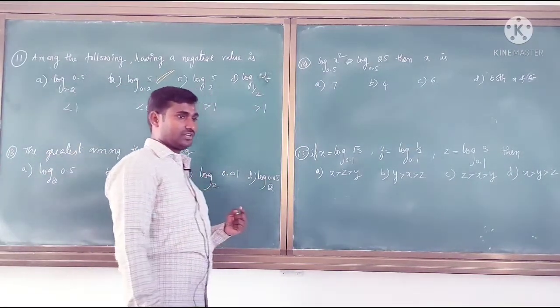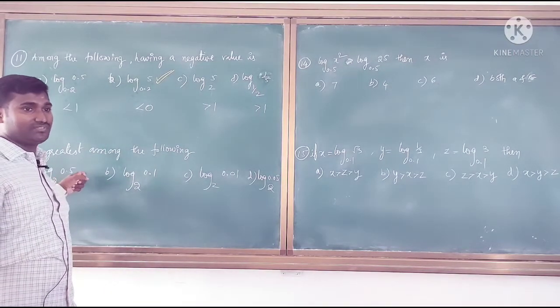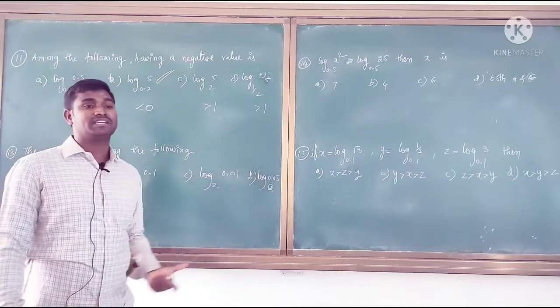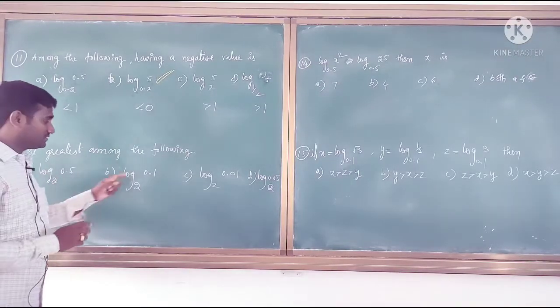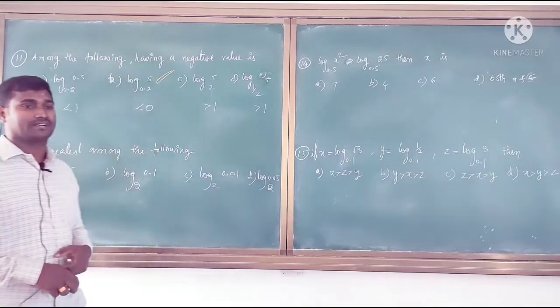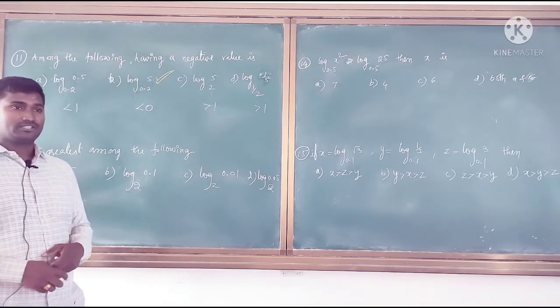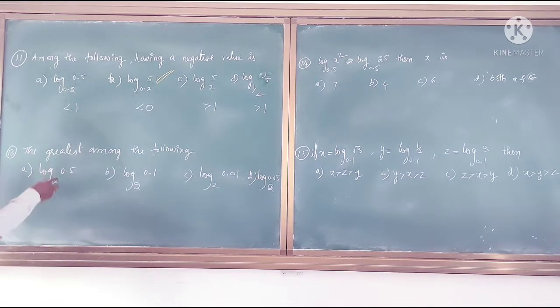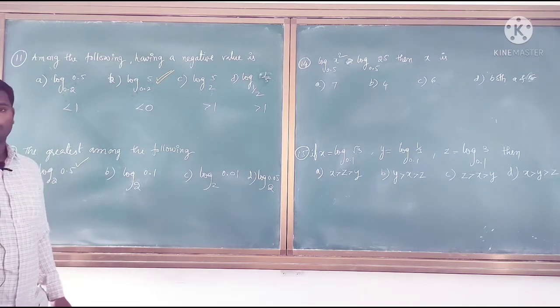So which number is the greatest? The number with the greater x becomes the greatest logarithm number. 0.5 is greater, 0.1 is greater, 0.01 is greater, 0.05 is greater. So 0.5 is greatest. The greatest number among the following is option A, log 0.5 to the base 2.